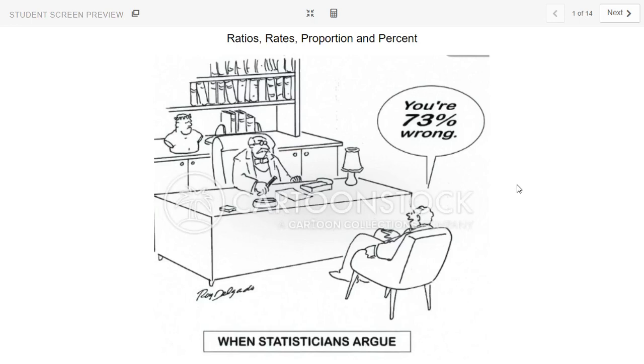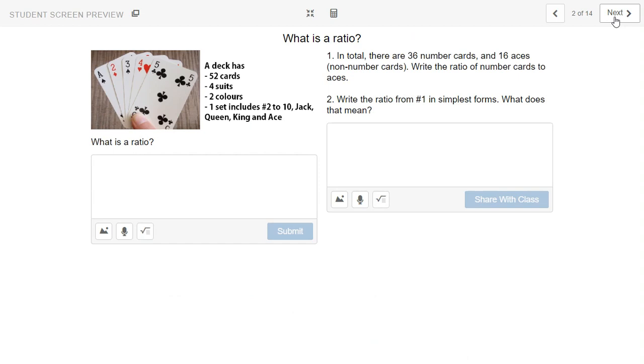Let's talk about ratios, rates, proportions, and percents. What's a ratio? A ratio is a comparison of two numbers with the same units.